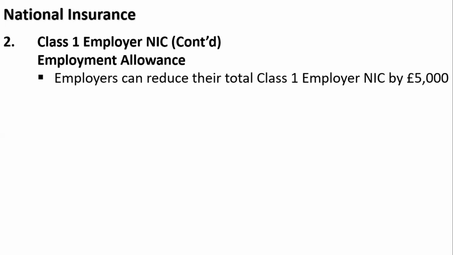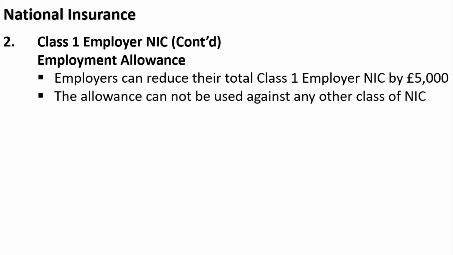So it means 4,500 will be contributed from your side. It will be considered that 4,500 is paid on behalf of the employees, but practically it will be paid nothing because all is covered under the employment allowance. So next, please write: the allowance cannot be used against any other class of NIC. This employment allowance can be used by the employer only against class 1 employer NIC, which is based on the employee's earning.